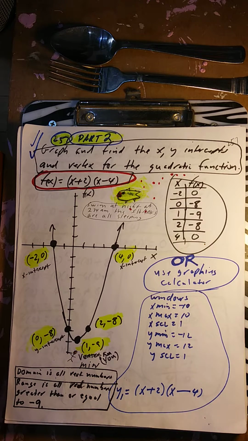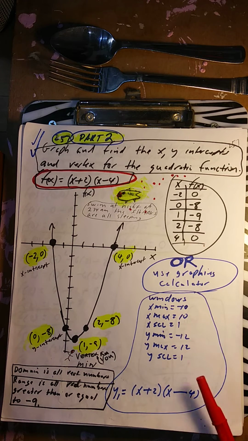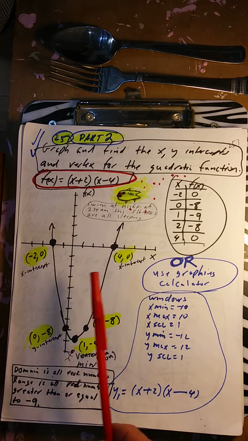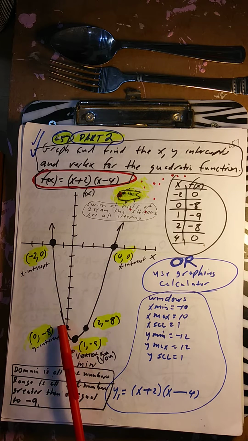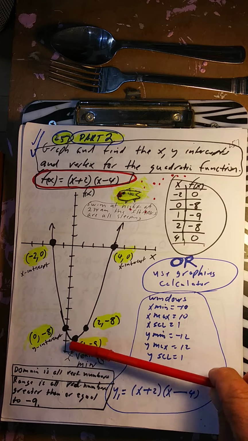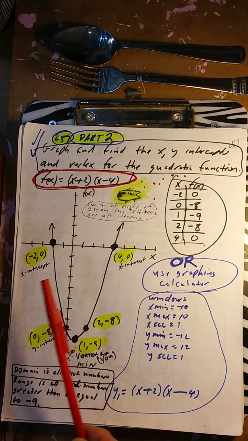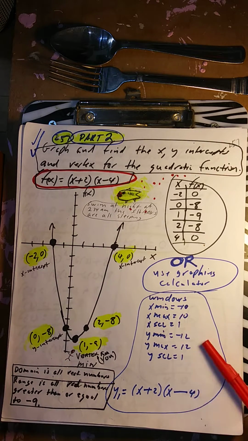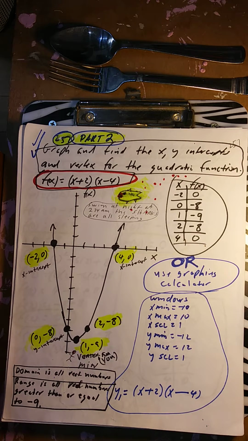Zooming down to the vertex in the ocean somewhere. And that's it. We got it. We got the x-intercepts. Yes. Y-intercept. Yes. Vertex right here. And the domain is all real numbers. And the range is all real numbers greater than or equal to negative 9, because negative 9 is right here. It goes this way. Domain, range. Or you can use a graphing calculator. Of course, I would do that also.